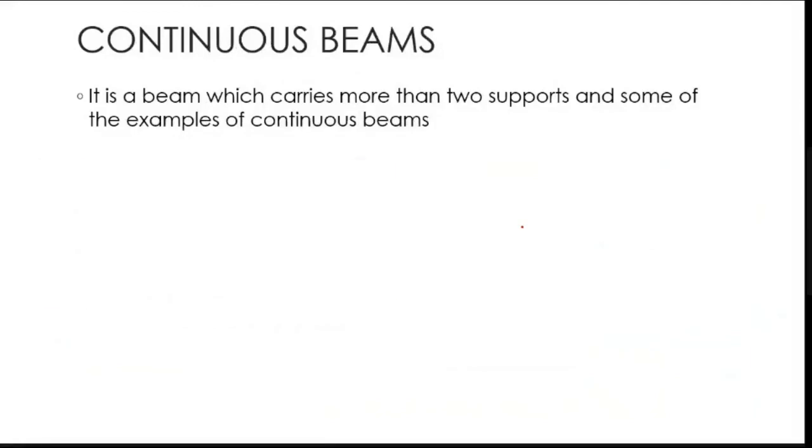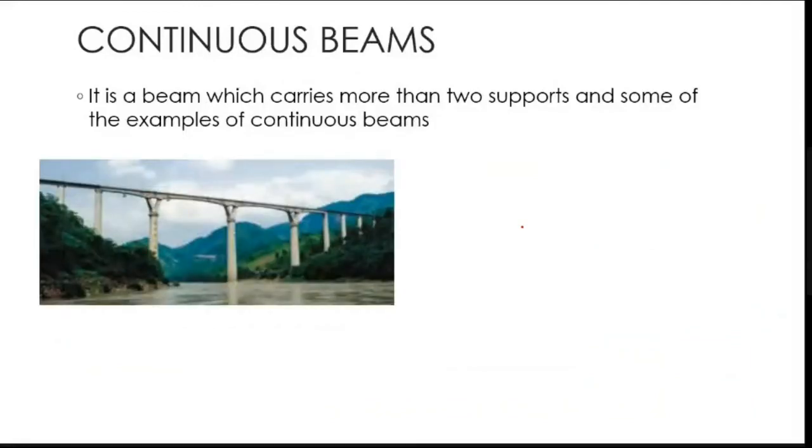Whenever you have more than two supports, we call it a continuous beam. All bridges are continuous beams. You can see you have 1, 2, 3, 4, 5, 6, 7, 8 supports. So more than two supports, we call it a continuous beam.